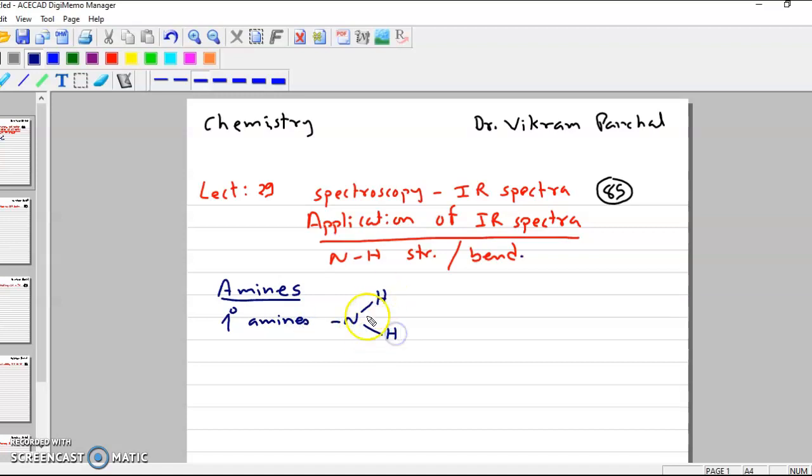That means there are two NH bonds in a primary amine, and if both these bonds stretch in this direction, then it is called symmetric stretching. If there is no hydrogen bond, then we consider this as free symmetric stretching, and the band appears at nearly 3300 cm⁻¹, which will normally be weak and sharp.